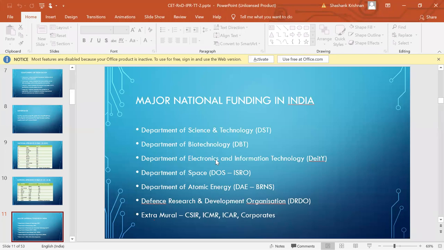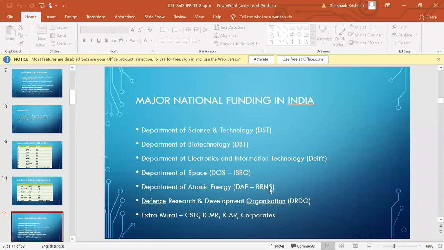I'm sure that CET is also a recipient of some research programs from ISRO. Similarly, atomic energy. In fact, atomic energy has a specific program called BRNS, that is Board of Research for Nuclear Sciences, which is totally devoted to extramural funding. Extramural funding means funding given to outside institutions. So you submit projects of interest to them.